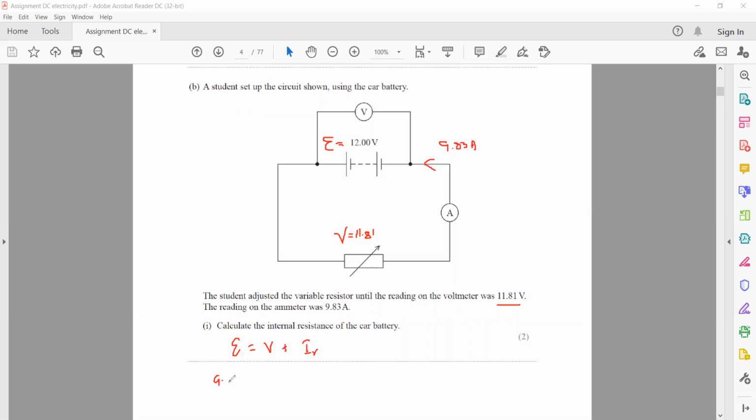So we have this 9.83, this is 11.81, the current is 9.83. So the total EMF is 12, the voltage is 11.81, the current is 9.83, and the resistance r is there. So it will be 12 minus 11.81 divided by 9.83. That will give us the value of the internal resistance, which will come out as 0.0193 ohms.